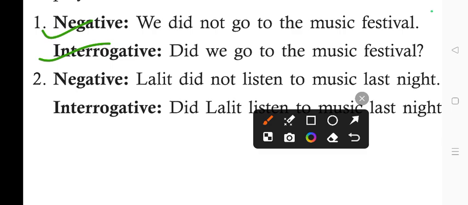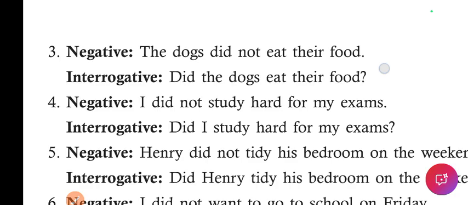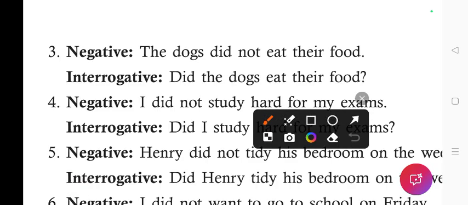Now, Lalit listened to music last night. So it will become: Lalit did not listen to music last night. And interrogative will be: did Lalit listen to music last night? For the next question, the dogs ate their food. The dogs did not eat their food. And interrogative will be: did the dogs eat their food?